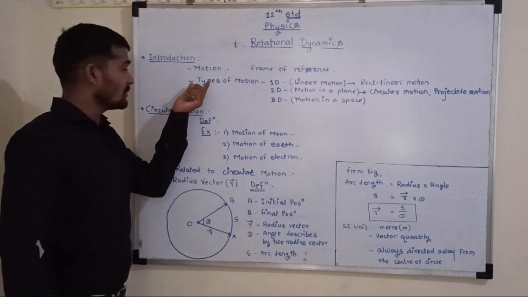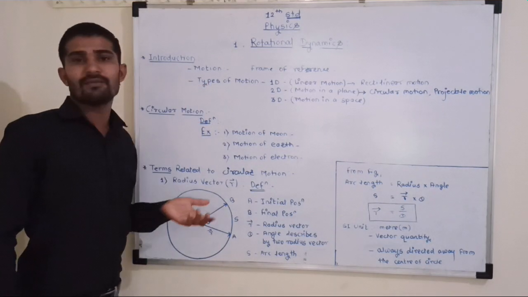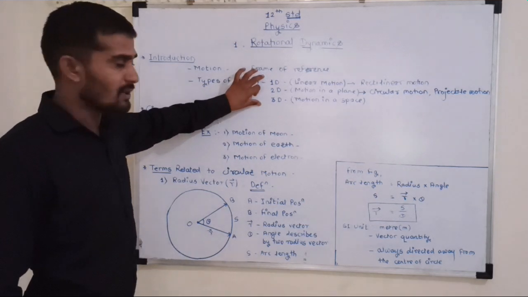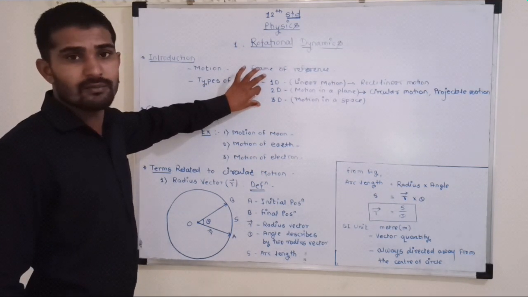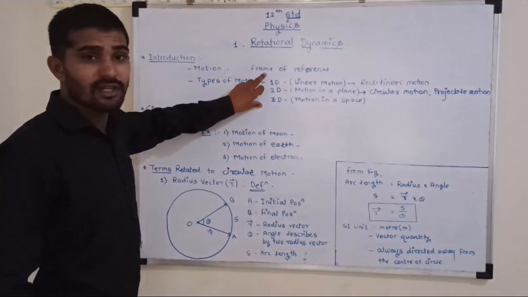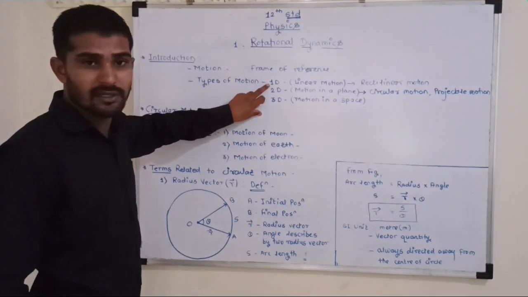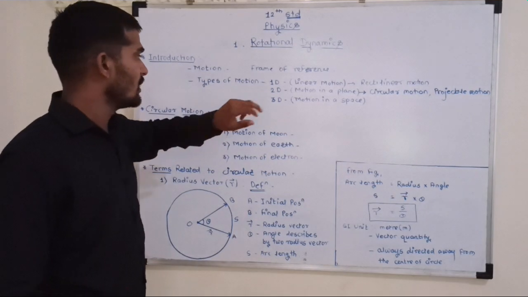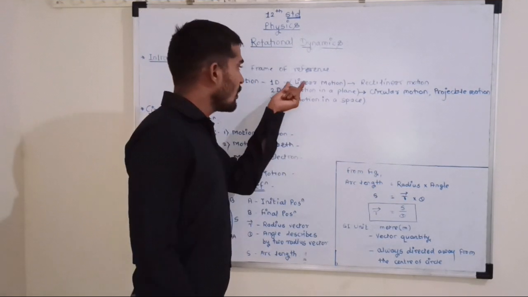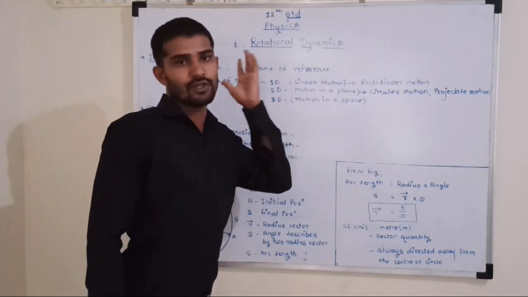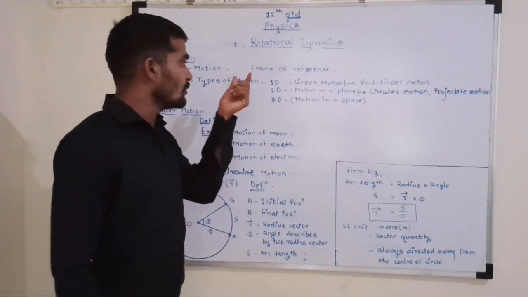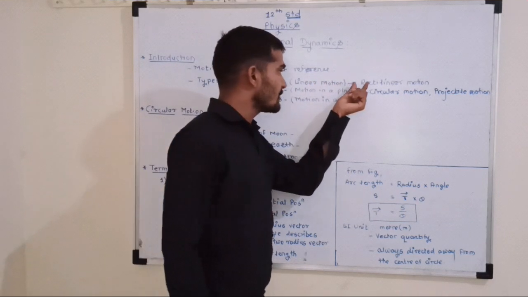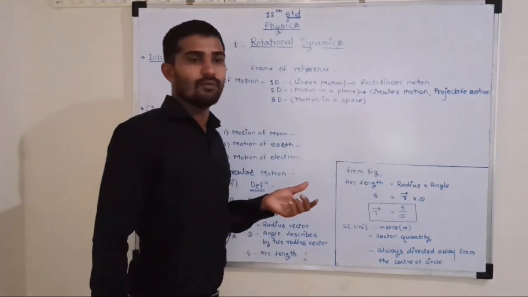Next, we will learn about types of motion. There are different types of motion we already studied. In 11th standard, chapter number 3, laws of motion, there are three types of motion: one-dimensional motion, two-dimensional motion, and three-dimensional motion. One-dimensional motion means all types of linear motion. What is meant by linear motion? The motion of the particle along a straight line, also called rectilinear motion.